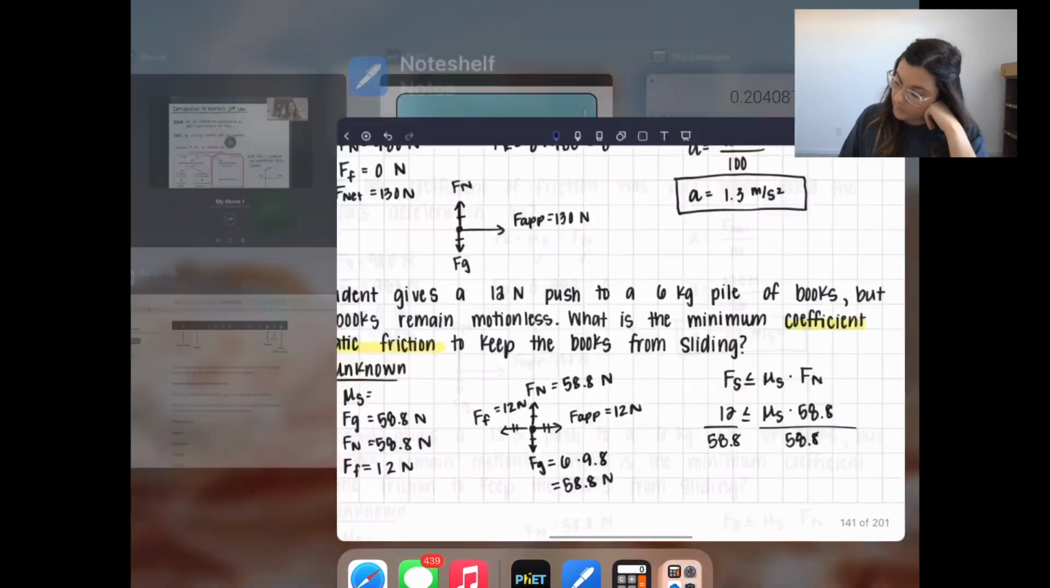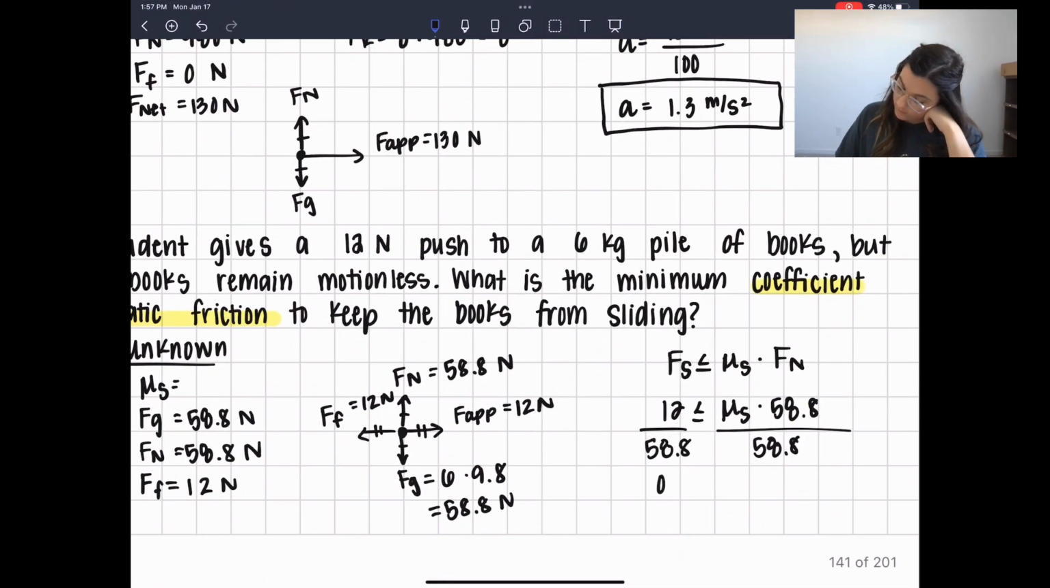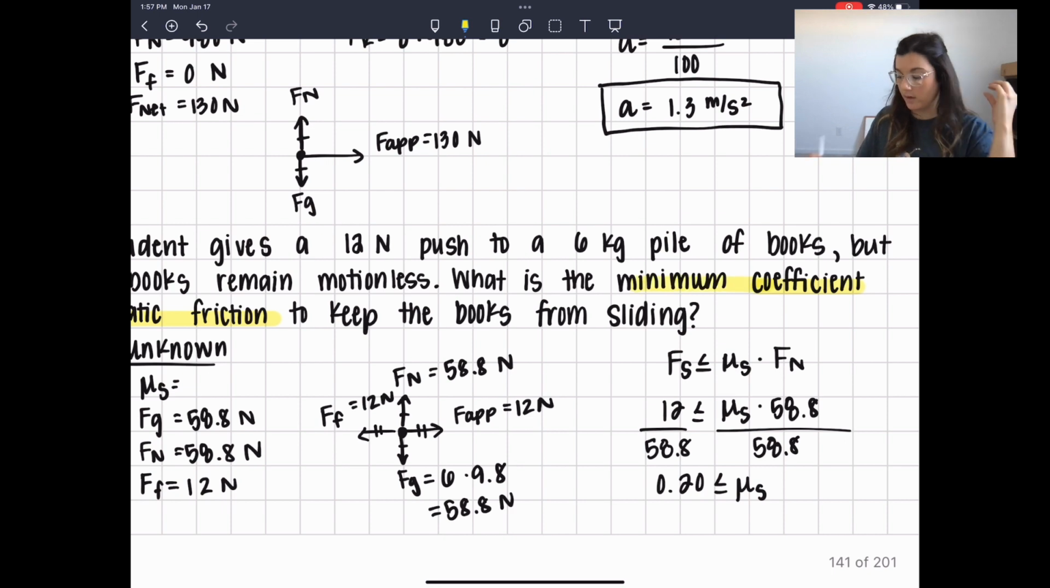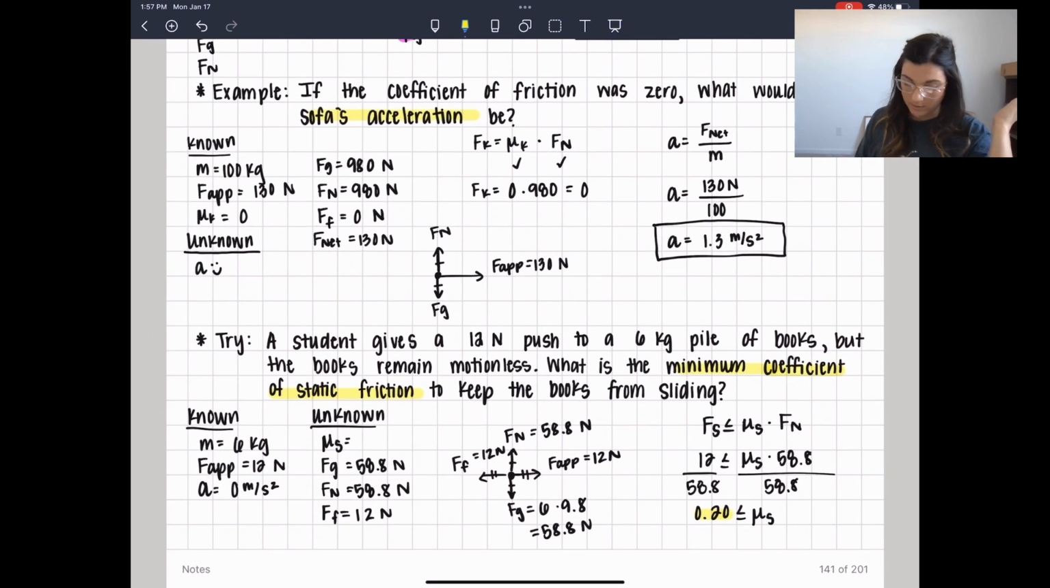4 doesn't round it up, so it's going to stay 0.20. Oops. Oh, geez, I want it to look nice. Perfect. So this means my coefficient can be any value greater than or equal to 0.2. So the minimum value that it can have, the smallest value it can have, is 0.20. So if you got 0.20, then not only did you get it, but you rounded correctly too.